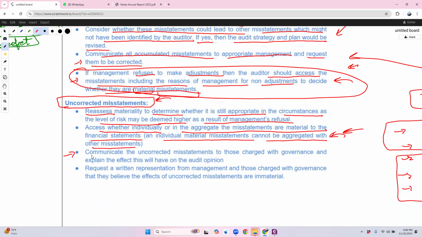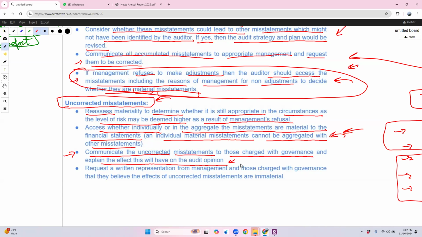Great. The next step is to communicate the uncorrected misstatements to those charged with governance and explain the effect this will have on the audit opinion. So you make a list. Obviously, you have discussed every single thing with the management, and the management refused to make any kind of adjustment. So you again take this list and you go to those charged with governance. Who are those charged with governance? The audit committee. So you give all of this list to the audit committee and you tell them if these are not corrected, our opinion will change and our opinion will state that your financial statements are not correct.